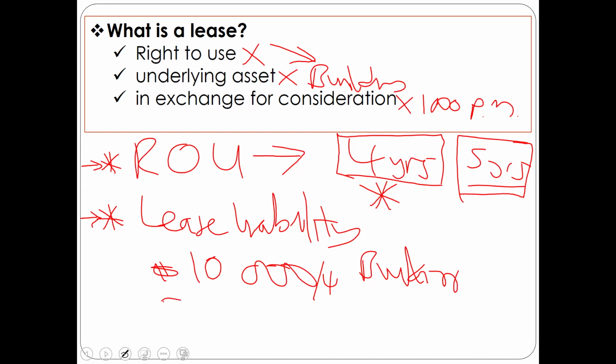Then we are going to recognize, so this is the asset. So this is the non-current asset that we call right of use asset. Then we also have the current liability portion, because remember, you've not actually paid this 10,000. You're going to pay it over the next 4 years, which means this is actually money that you owe, which means you need to recognize the liability to show that, yes, you have recognized the right of use asset, but you don't own the asset yet. So we are going to recognize a liability of 10,000.